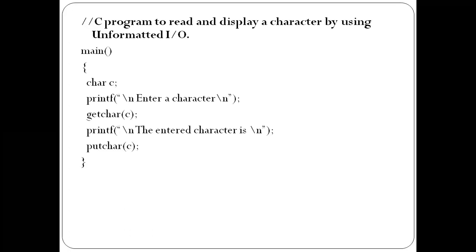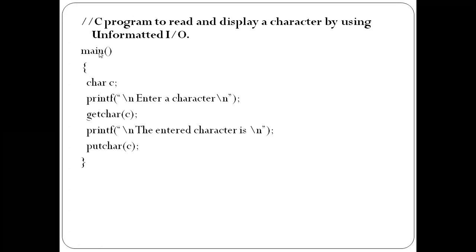A C program to read and display characters by using unformatted input and output. Formatted functions are printf and scanf. In programming, the getchar and putchar functions are used. Here getchar reads only a single character, repeatedly. putchar displays a single character, repeated in the function for a string.